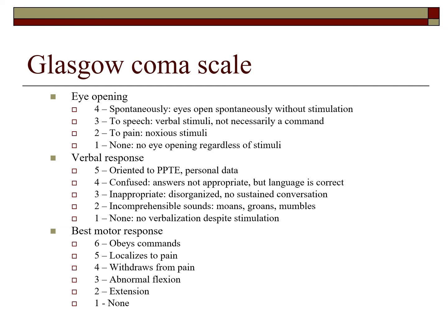Best motor response would be they can obey your commands. This would be, can they hold their arm off of the bed and hold it there for 10 seconds? Can they hold a leg up? Can they touch their nose? They would obey all of your commands, down to no response. And you can see there's a couple, 3 and 2 are abnormal flexion and then abnormal extension. And those are those decorticate, decerebrate. So let's look at those specifically.